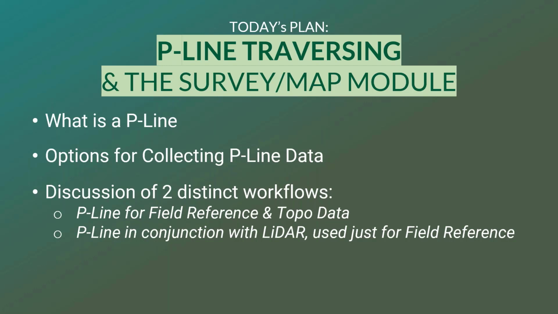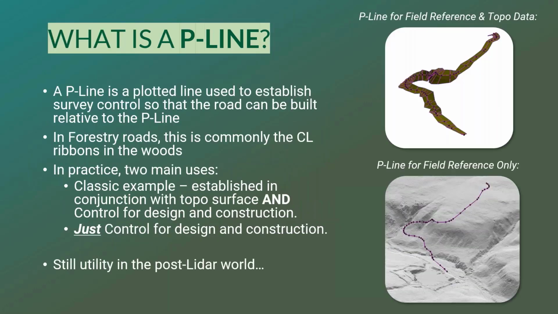So with that, let's start by just talking a little bit about what a P-line actually is. A P-line is short for preliminary line, and it's a plotted line used to establish survey control so that a road can be built relative to it. So in forestry and resource roads, this is commonly the center line ribbons that you're going to see in the woods. But in practice, as I mentioned, we do have those two uses.